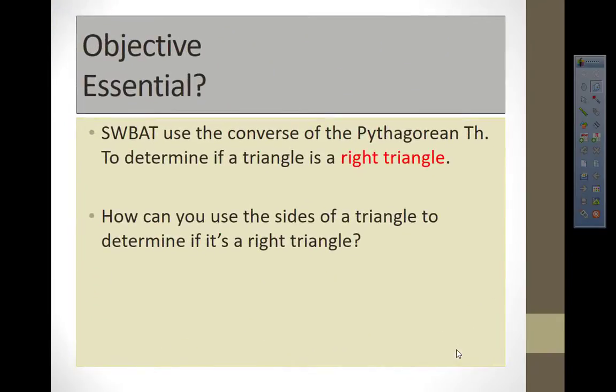So, our objective today: students will be able to use the converse of the Pythagorean theorem to determine if a triangle is indeed a right triangle. But this converse has more value than that. You could actually determine whether you have an acute triangle or an obtuse triangle. So we will be learning a new idea shortly here. Second question we want to think about: how can you use the sides of a triangle to determine if it is a right triangle? That's our central question, it looks like.